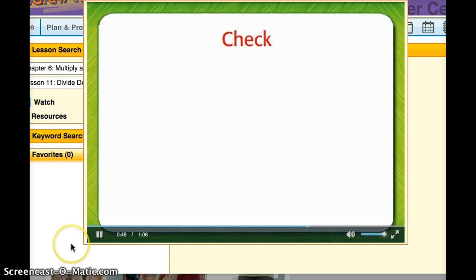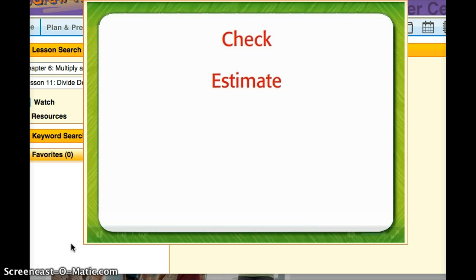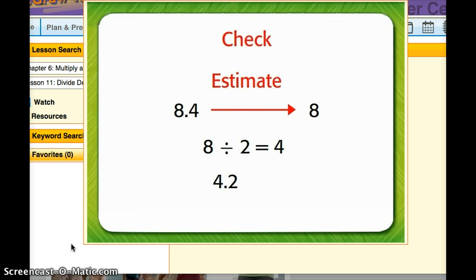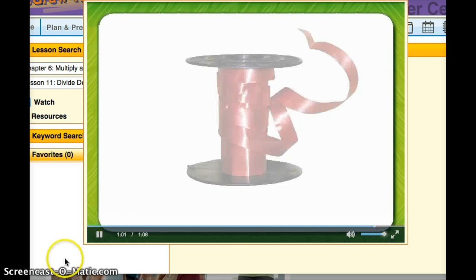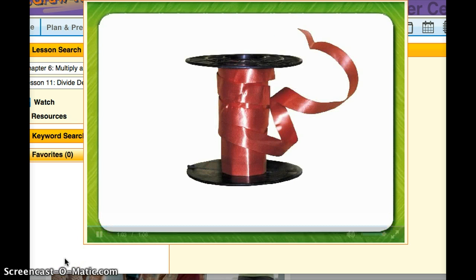Don't forget to check your answer by estimating. We'll round 8 4/10 to 8. 8 divided by 2 equals 4. 4 2/10 is approximately equal to 4, so our answer is accurate. Now you can divide any decimal number by a whole number.